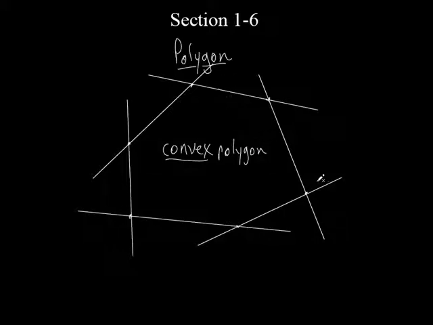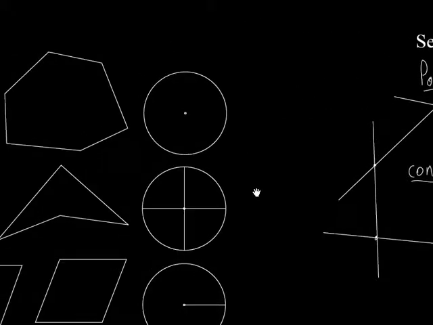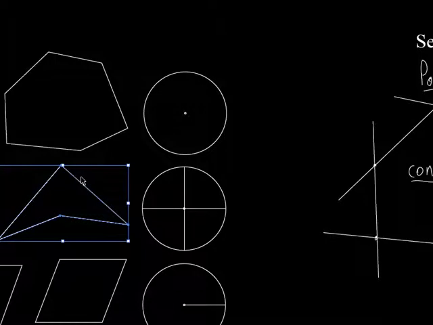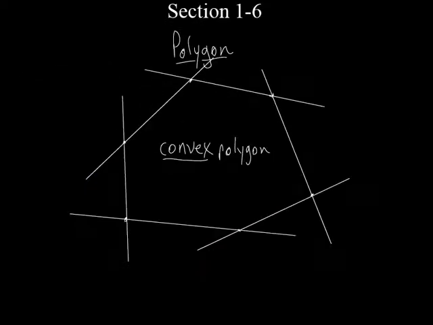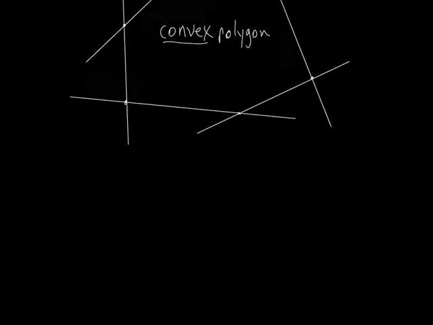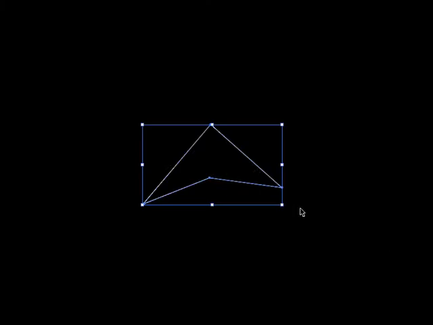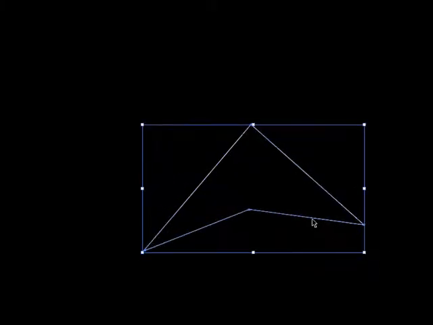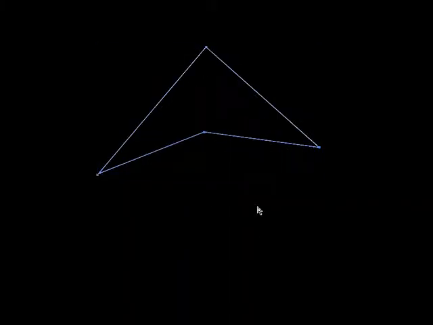You say, well, what does something look like if it's not a convex polygon? Well, I'm glad you asked because I happen to have one right here. And let's scooch this down. Let's make this a little bit bigger. Now look at this thing. Now what if I extended all the sides to this?